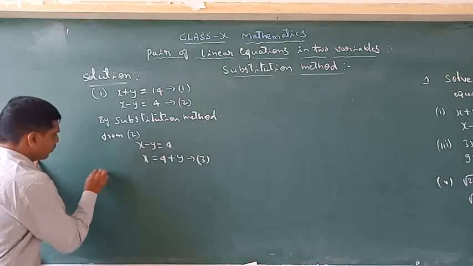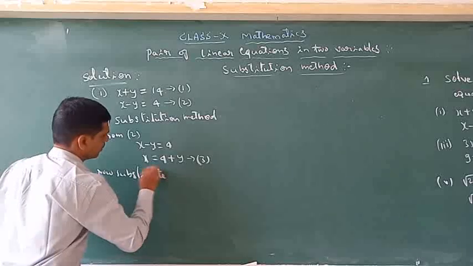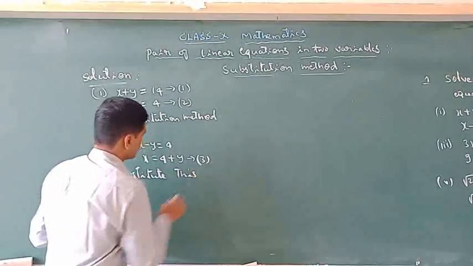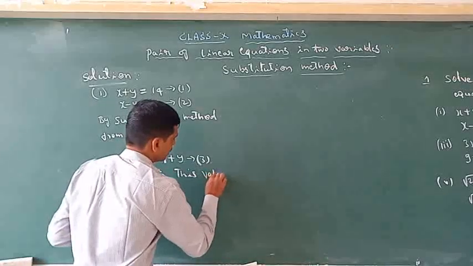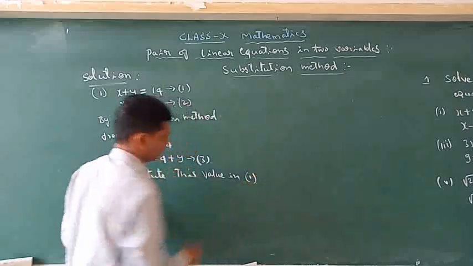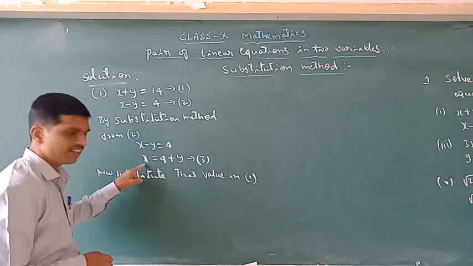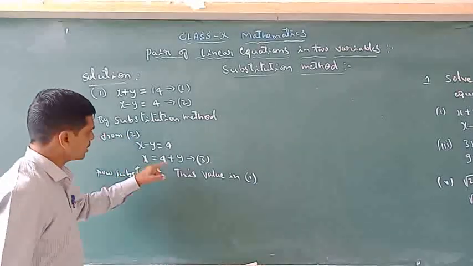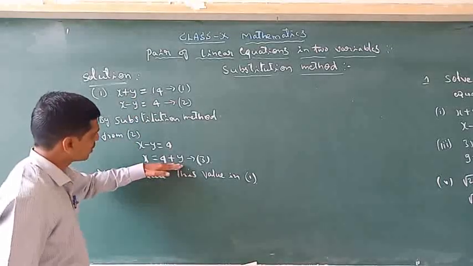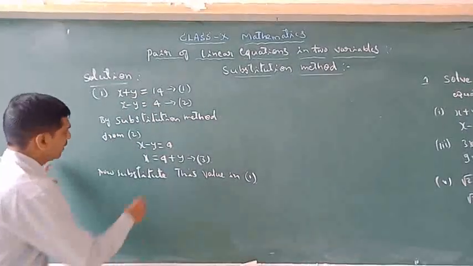So now substitute this value in equation number 1, because I took the second one through which I found one variable, that is x. In order to eliminate the other value, you just substitute the third equation's value into the first equation, because from 2 I took.